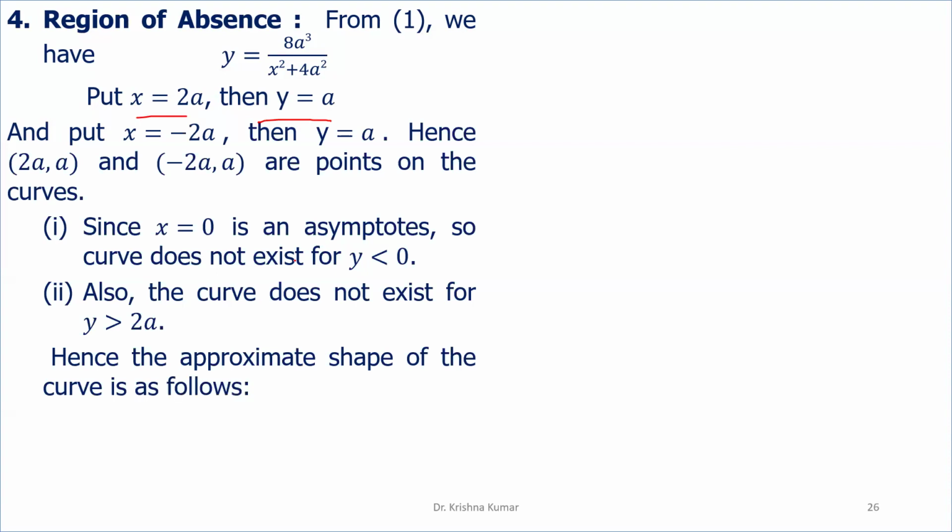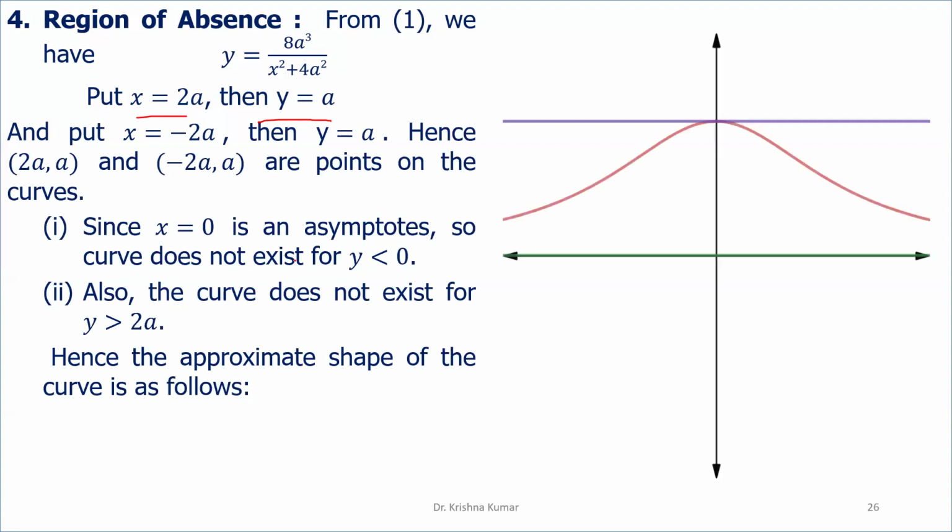Let us discuss one by one again over here. So the first point is the origin, this is (0, 0). The second point we are getting is (0, 2a). Now, what is the tangent at (0, 2a)? This is the tangent at (0, 2a).